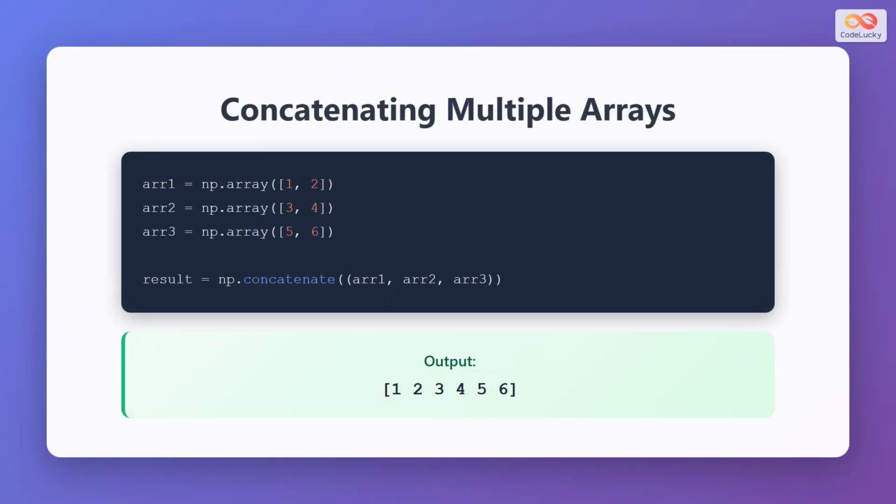You're not limited to joining just two arrays. The concatenate function can handle multiple arrays at once. In this example, we have 3 separate arrays: array 1 with 1 and 2, array 2 with 3 and 4, and array 3 with 5 and 6. We pass all 3 arrays as a tuple to the concatenate function. NumPy joins them sequentially in the order provided, resulting in a single array containing all 6 elements, 1, 2, 3, 4, 5, 6. This is extremely useful when you need to combine data from multiple sources into one unified array.